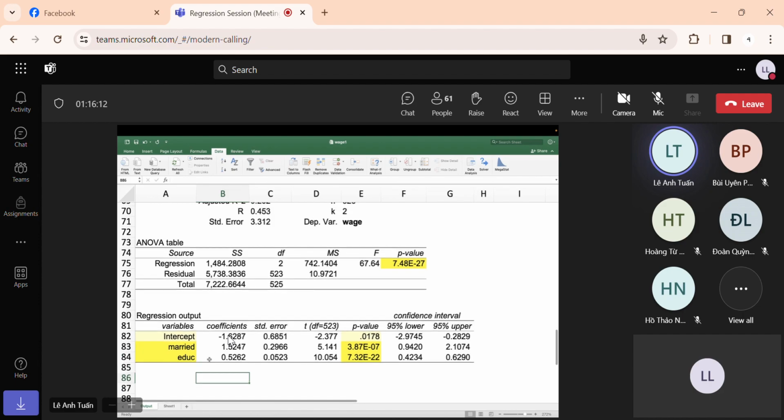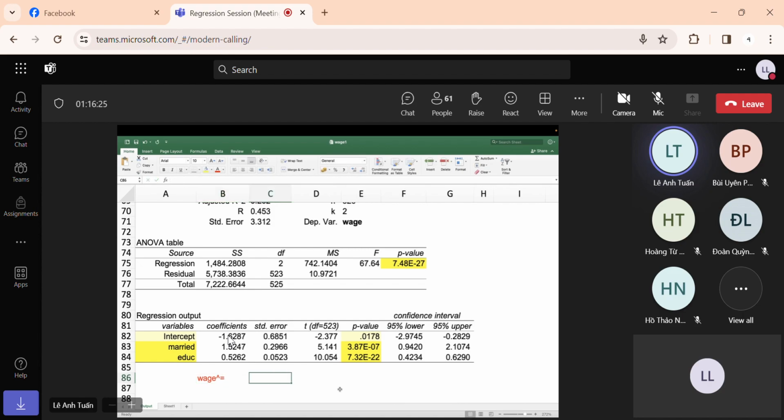So if we transfer this model to the equation form, what we have here is the expected value of wage equal to the constant, right? The constant here, and then we have the coefficient on the education, right? And we have the coefficient on marriage, 1.5247. This is the marriage, right?